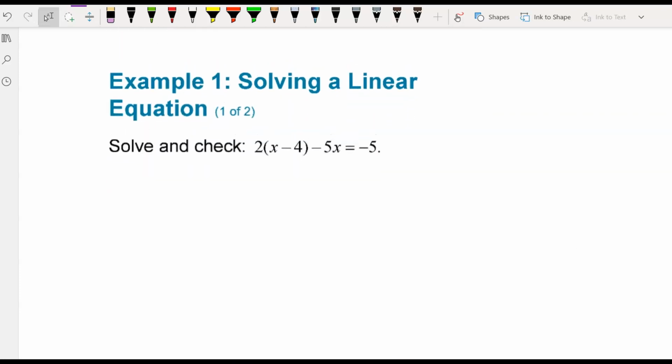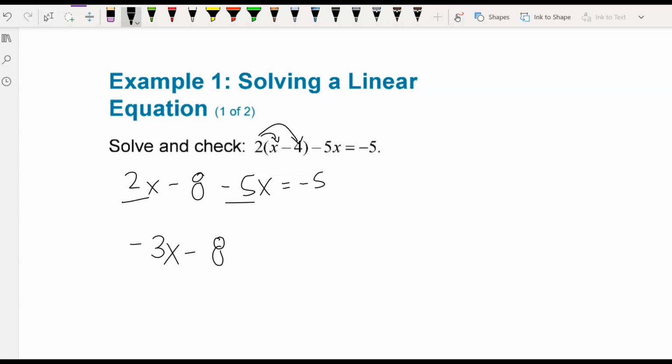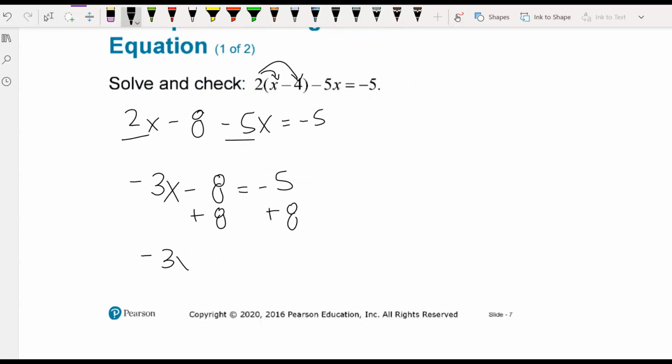All right, solving a linear equation. First, remember parentheses. So 2x minus 8 minus 5x equals negative 5. Let's combine like terms first. So 2x minus 5x is negative 3x, minus 8 equals negative 5. Then we'll add 8. So we have negative 3x equals 3. Then we divide by negative 3.